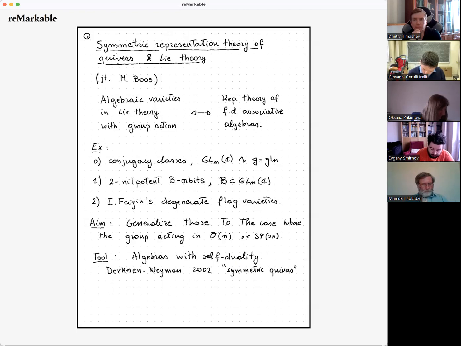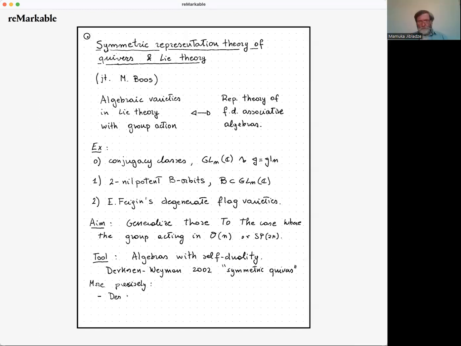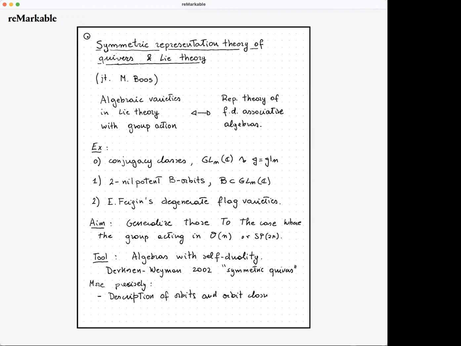In particular, more precisely, what we want is, of course, a description of orbits and orbit closures. There are some good news and some bad news that I want to share.